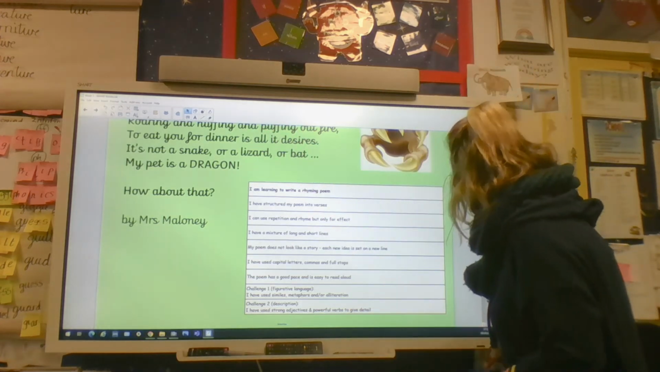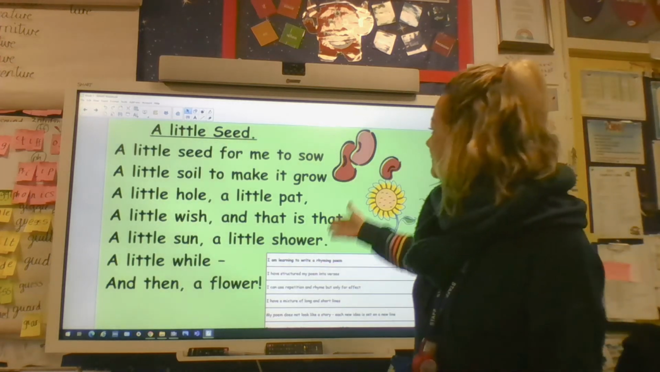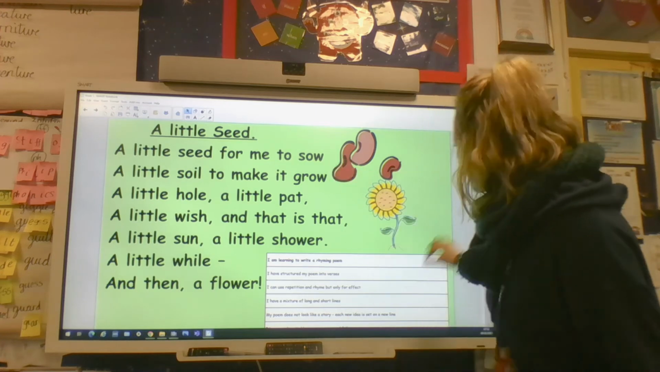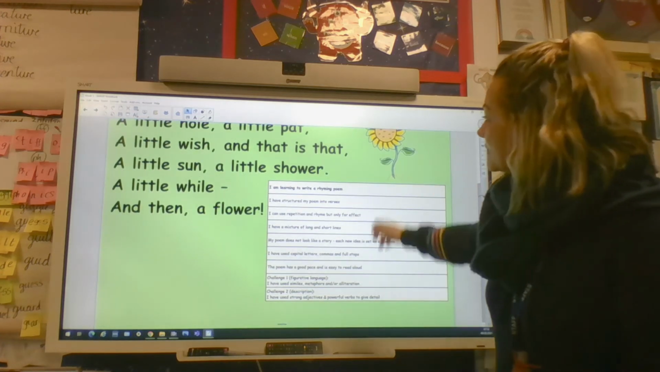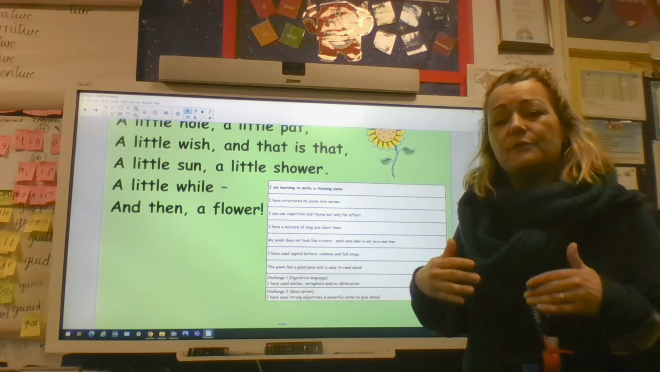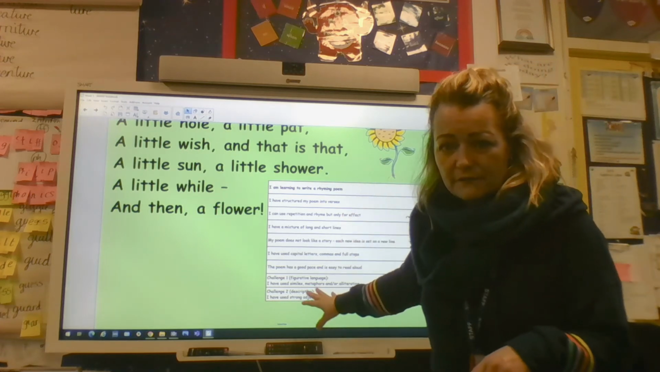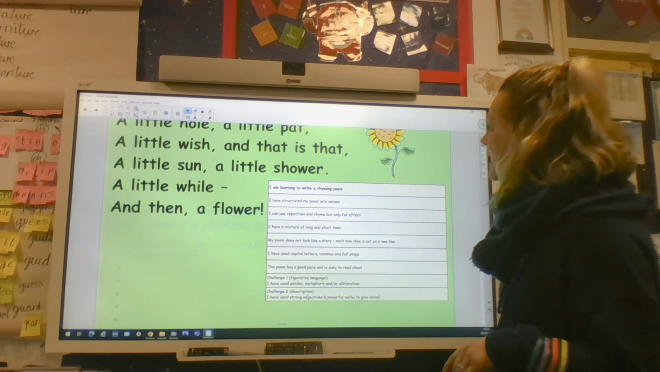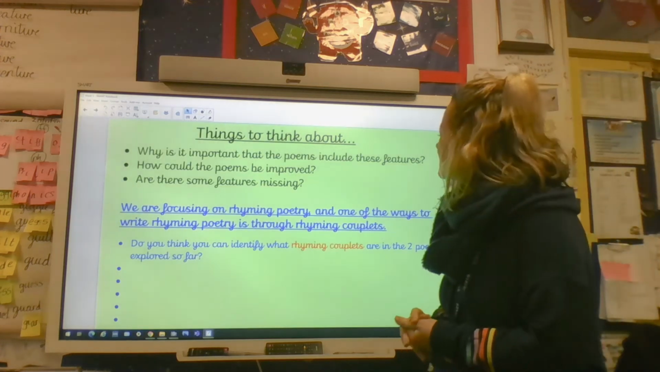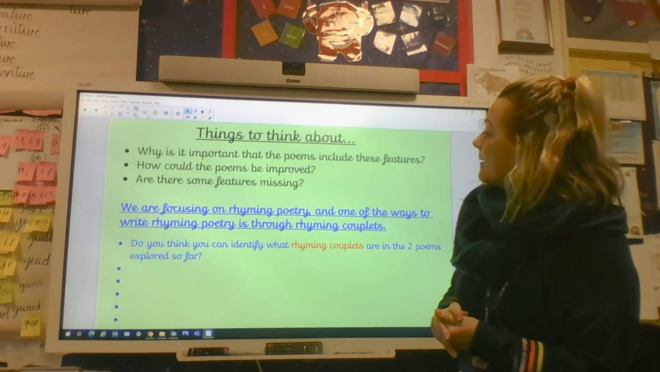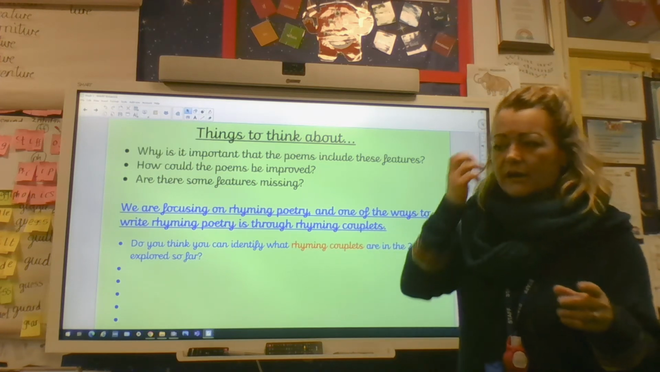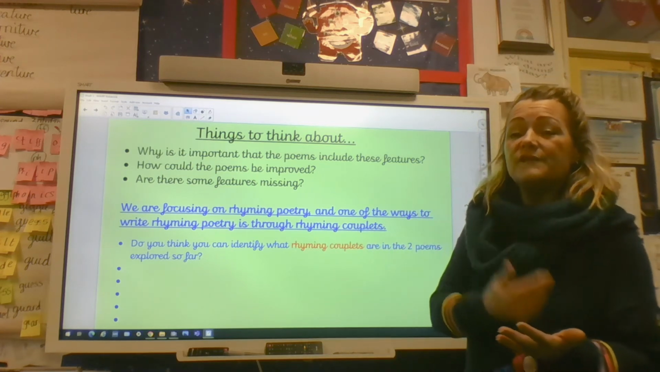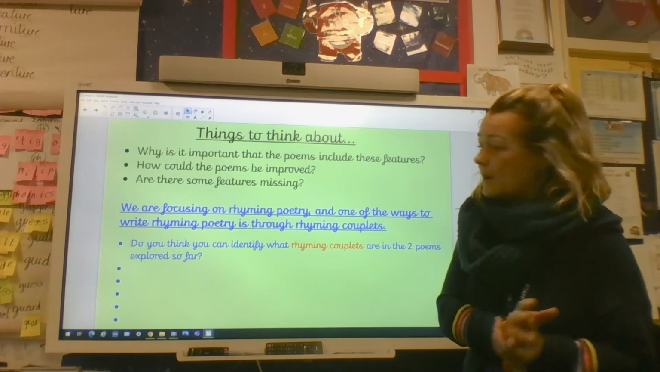Do the same for the second poem about the seed. Again, you've got your own features list here that you can tick to see if you can identify any of those features. When you've done that, move on, and I want you to think about rhyming couplets. So this is a phrase that describes a pattern of sentences or lines in a poem.